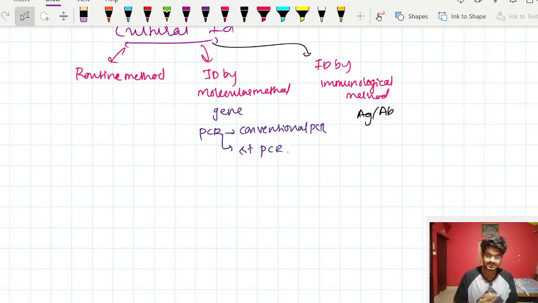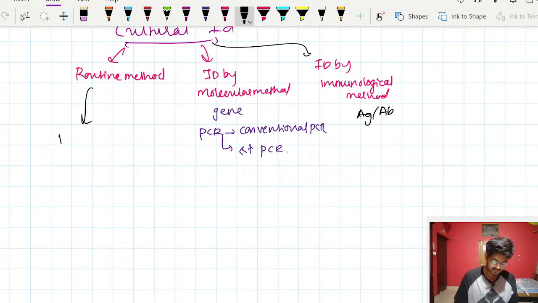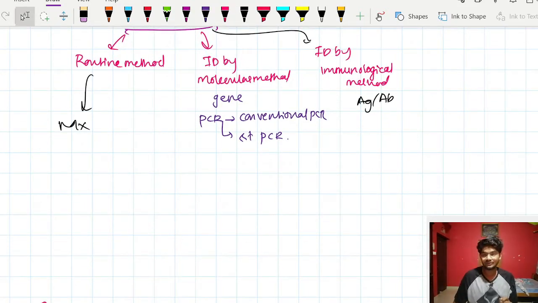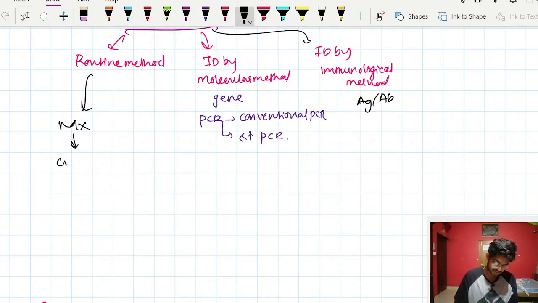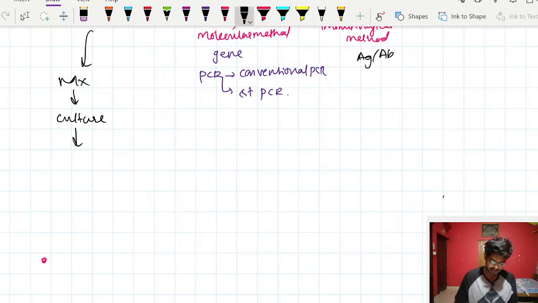So first, let us discuss the routine method. In the routine method, first we do microscopy to get the preliminary finding, whether it is a bacteria, a fungi, or a protozoa, or whether it has different motility, different structures, chromatic granules, etc. All these findings are made by the microscopic method. After microscopy, we do culture in cultural media, then we do biochemical reactions.